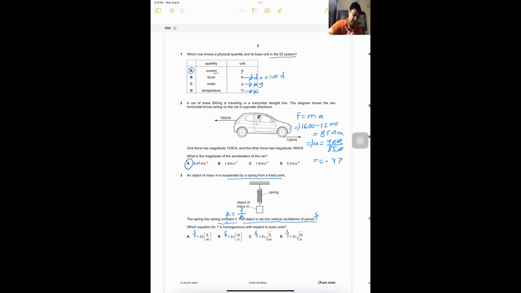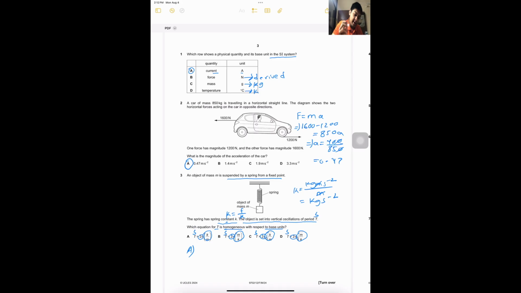So let's see for part A. Let's first find out the SI unit of k, which is force, kg meter per second square, and at the bottom it is meters. So meters cancelled, which gives us kg s minus 2. So 2 pi does not have any units, so we just don't have to consider it. We'll just consider this part for each of them, to match if the equation is homogeneous with respect to base units.